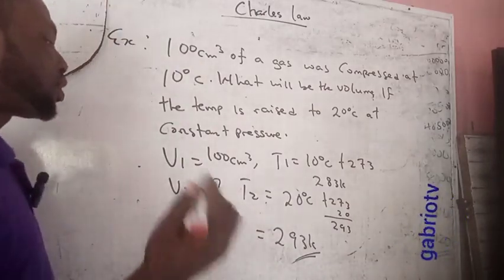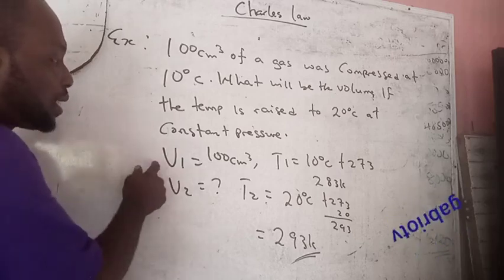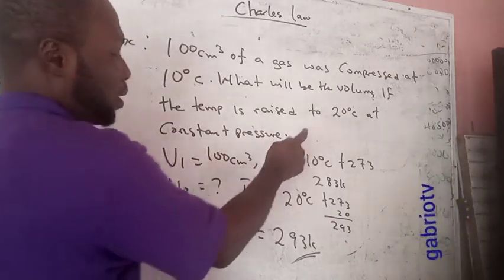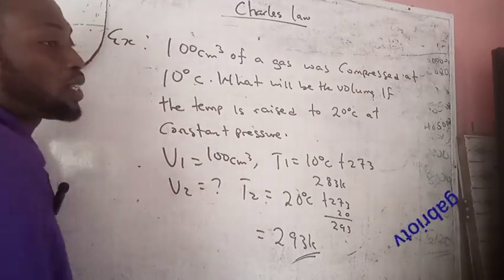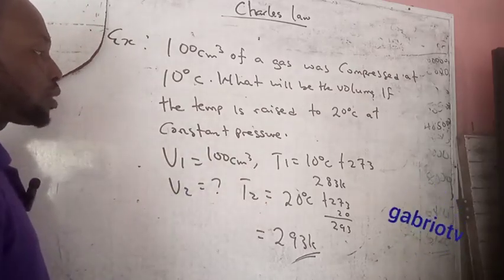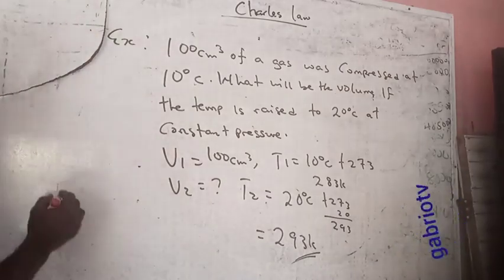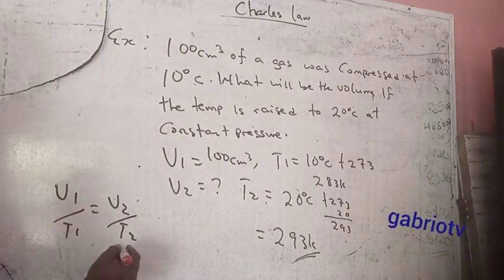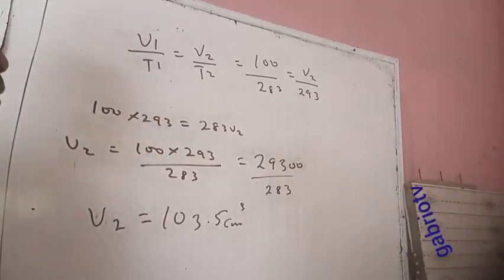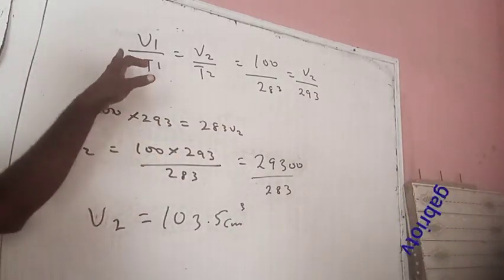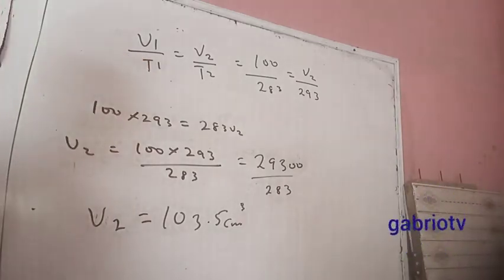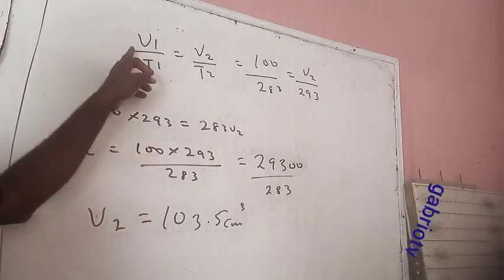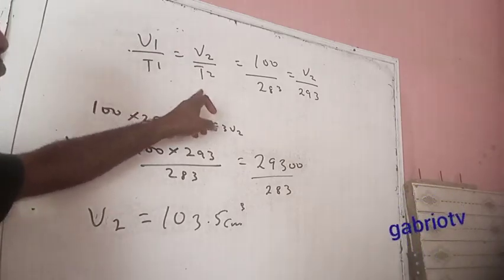Now, let us go back to the Charles law. Before the Charles law, look at the question: I have V1, then we are looking for V2. I have T1, and I also have T2 as well. So it means that here we are going to use the Charles law. And what is the Charles law about? V1 over T1 equals V2 over T2. So this is the concluding part of the Charles law. So we have V1 over T1 equals V2 over T2.